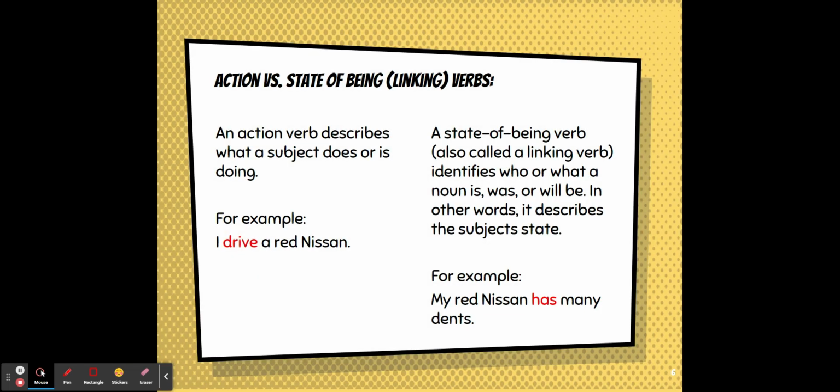Action versus state of being. An action verb describes what a subject does or is doing. For example, I drive a red Nissan. A state of being verb, also called a linking verb, identifies who or what a noun is, was, or will be. In other words, it describes the subject's state. So for example, my red Nissan has many dents. My red Nissan is the subject here, and I'm describing something about it with the word has. So I'm describing its state. Hooray for hail damage.